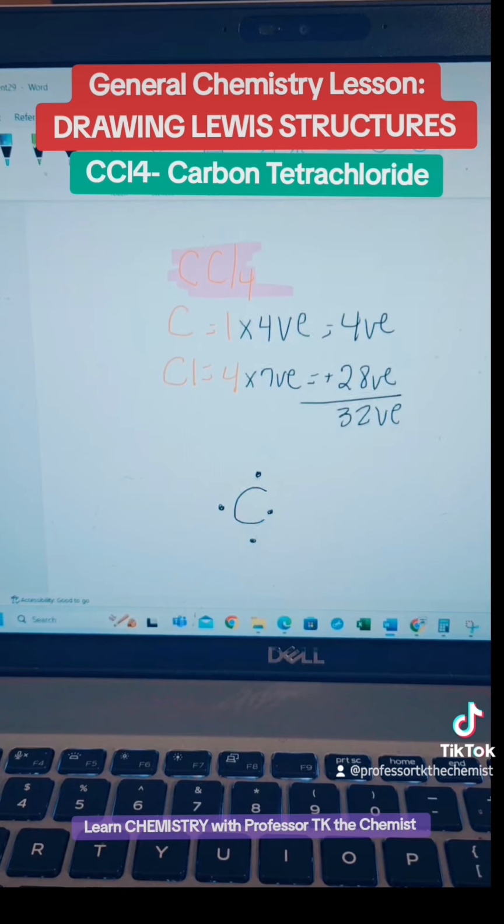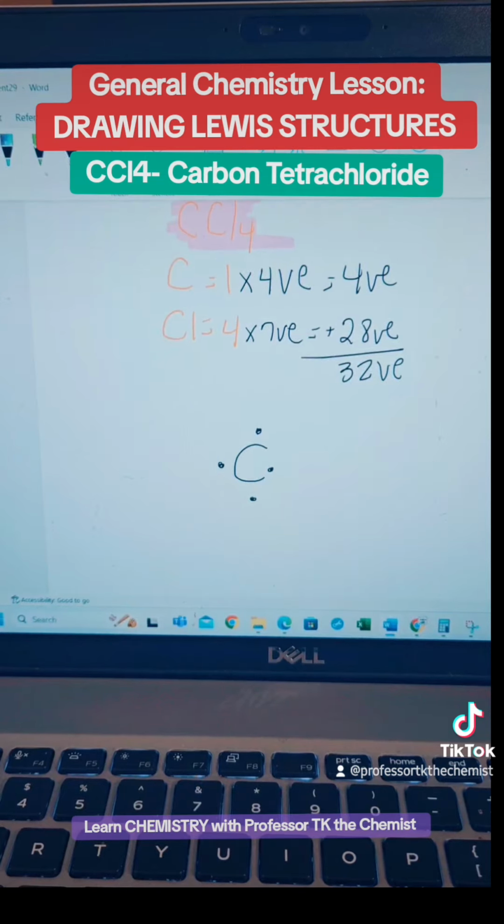Now, we're going to next put chlorine on the left side, each of those chlorines. So here comes the first chlorine with 7. That's 1, 2, 3, 4, 5, 6, 7. Okay, so you all see that, right? That's 7. Here comes the next one.